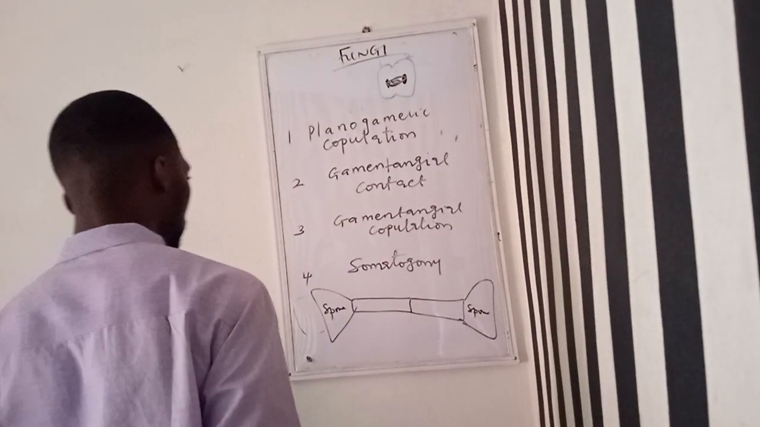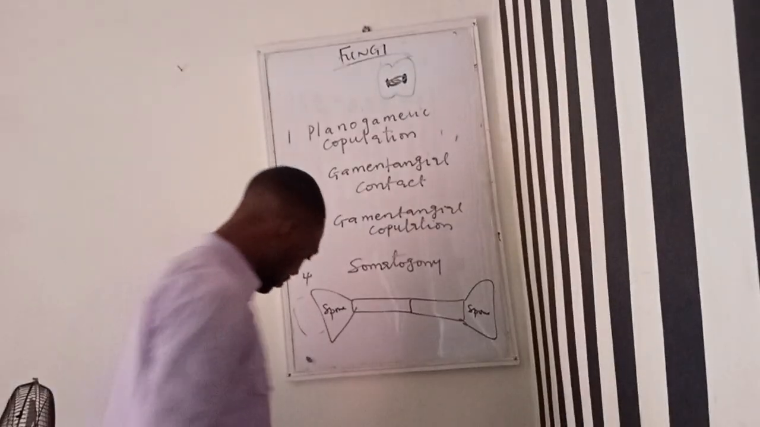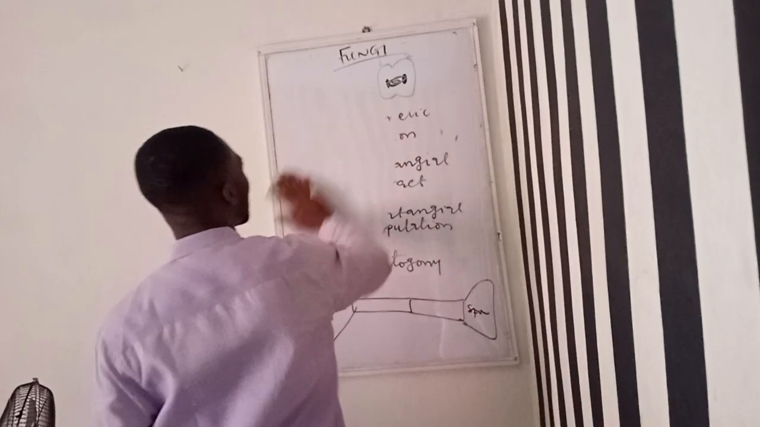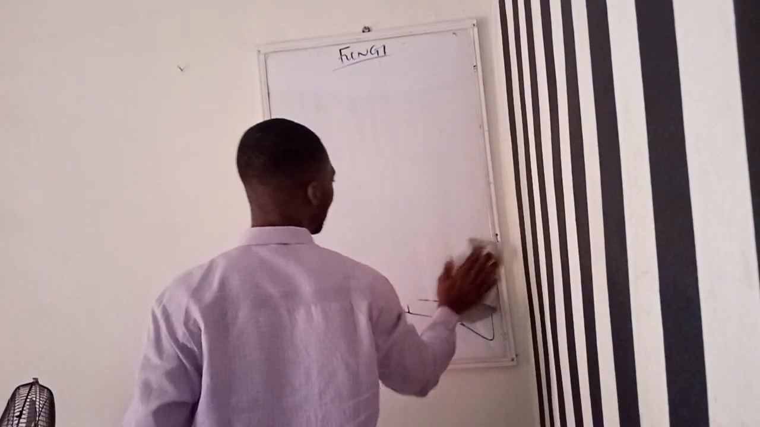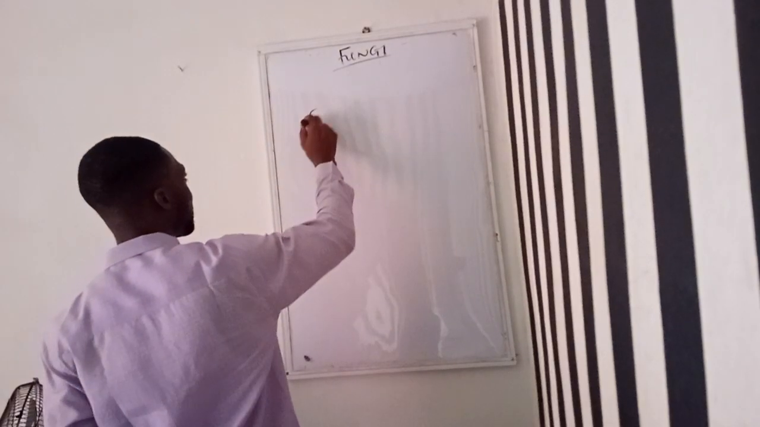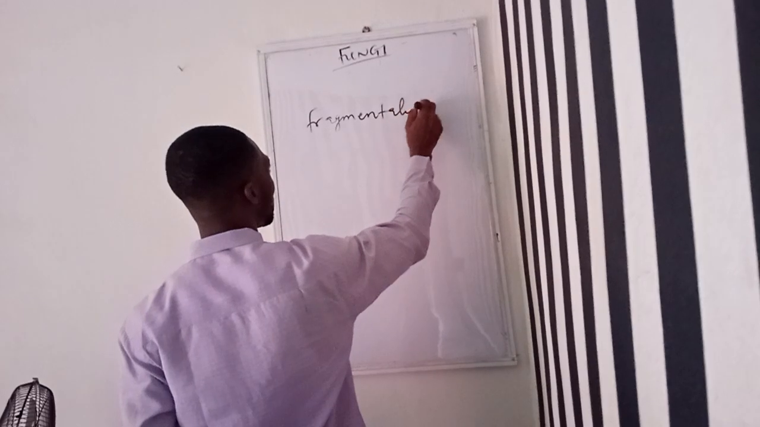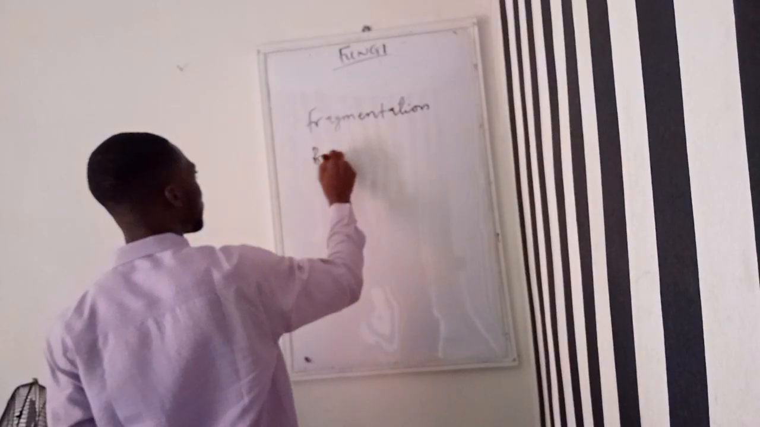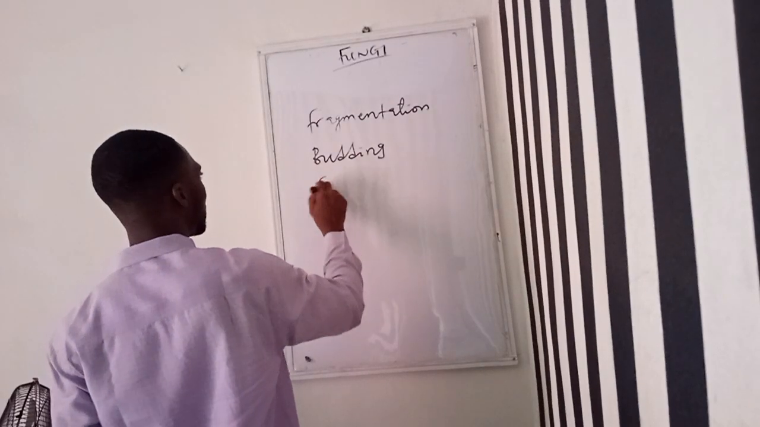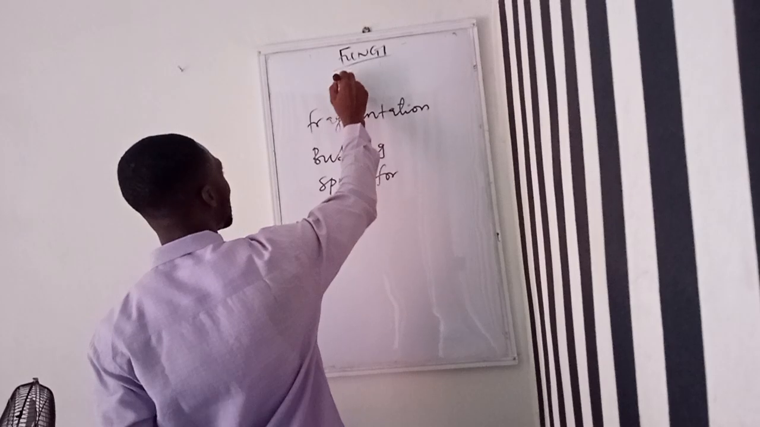That is somatogony, and what we've explained now is sexual reproduction. Let's now look at asexual reproduction in fungi. Asexual reproduction in fungi involves fragmentation, budding, then spore formation. Okay, there's another one I didn't explain under sexual reproduction.